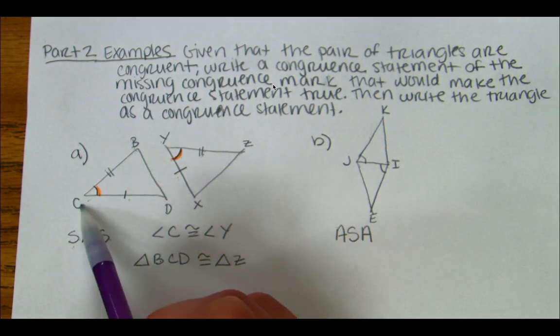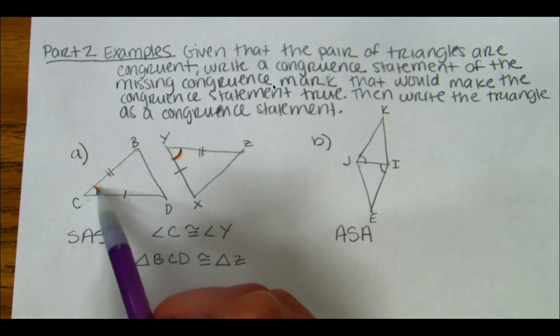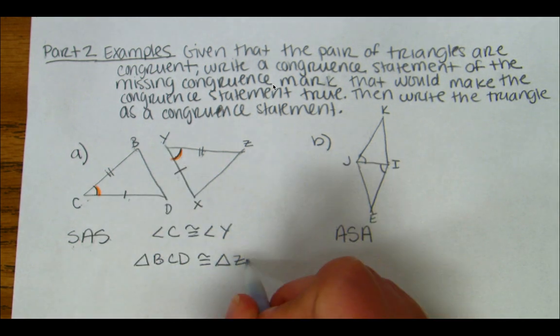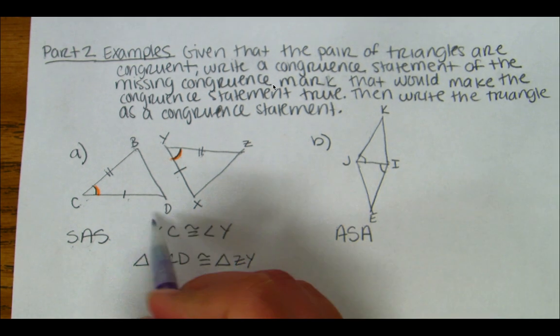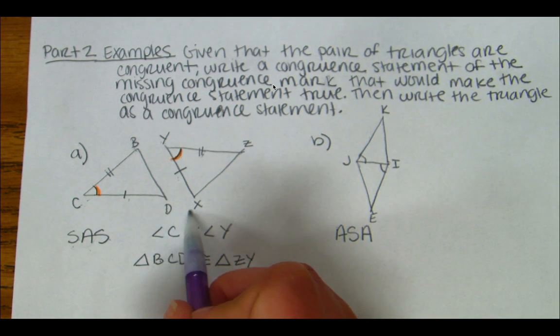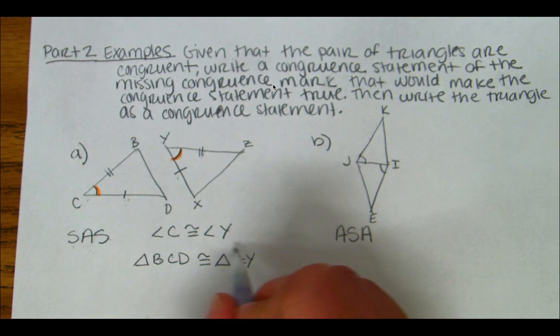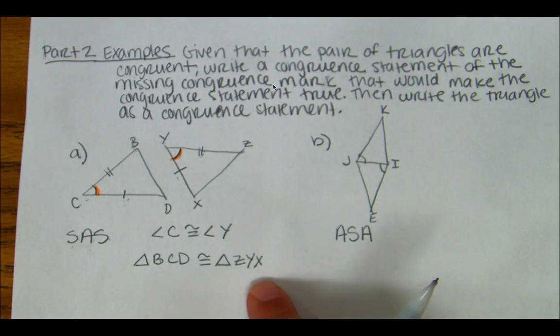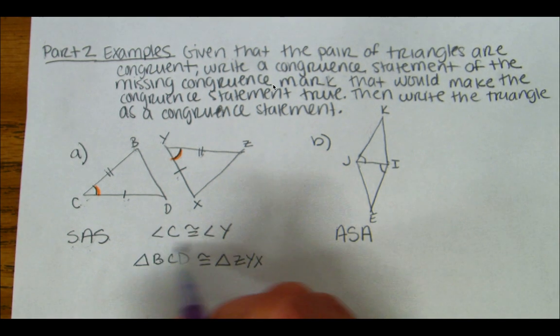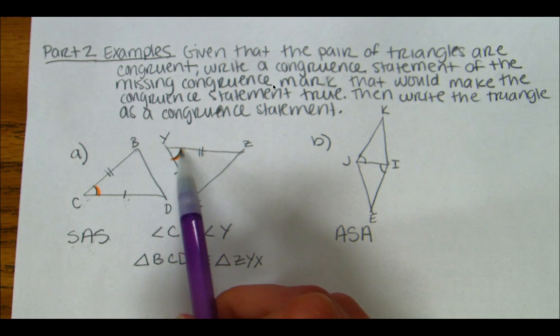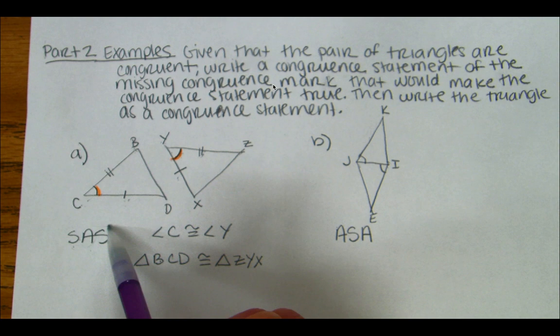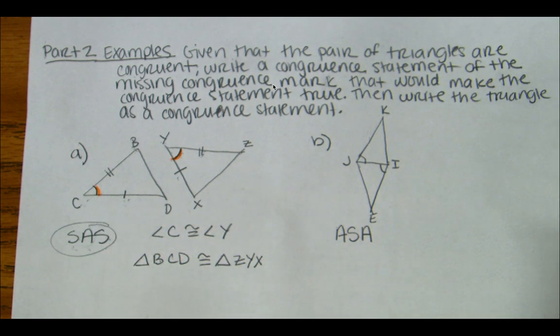Then for C, we know that Y corresponds to it based on this marking right here. So Z and then Y. And then lastly, D must correspond to X as it's next to this 1 mark right here. So that's our triangle congruent statement. And this is our angle congruent statement that we need in order to satisfy that this is side, angle, side.